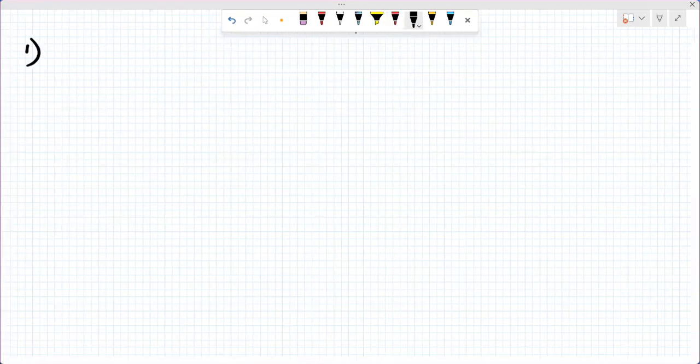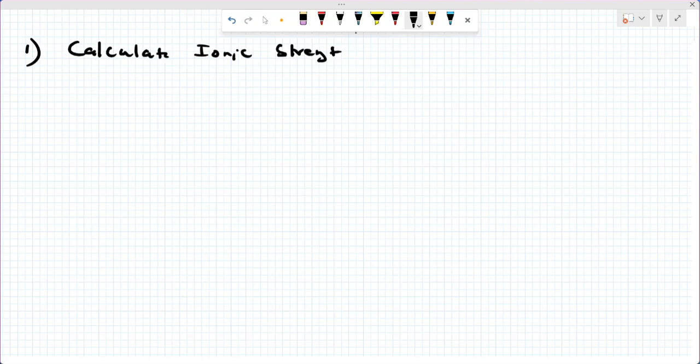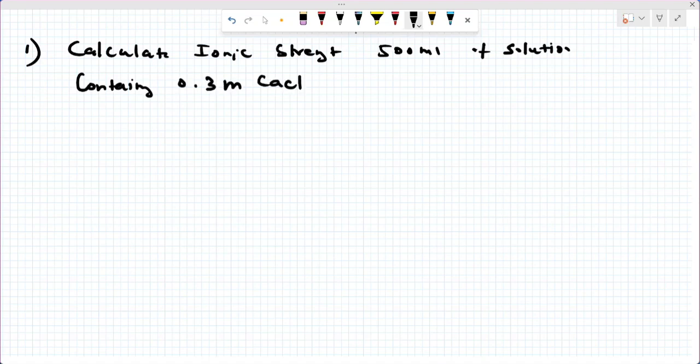We can wind up the class. Okay, calculate the ionic strength of 500 ml of solution containing 0.3 molality of calcium chloride and 0.2 molality of AlCl3. I'm going to mix the first case.